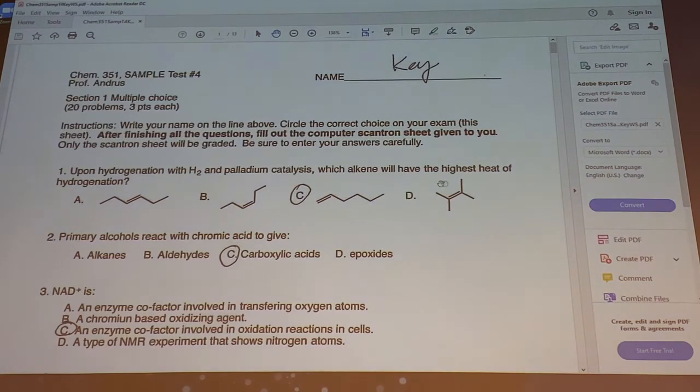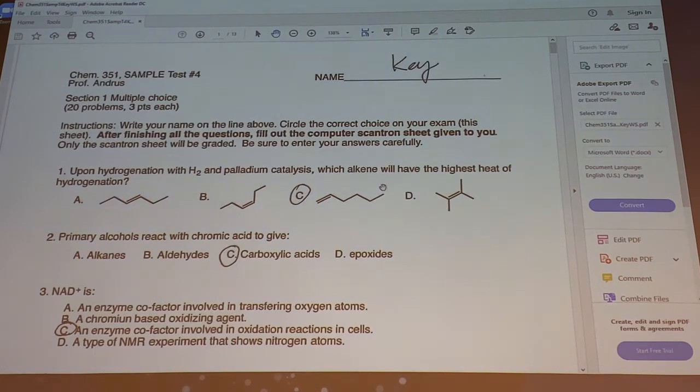You've got all these isomeric alkenes here, disubstituted, cis-trans, and monosubstituted, and then tetrasubstituted. What's the most stable one? Yeah, it's this one here. And if it's most stable, it's lower in its free energy of formation. So it starts out at a lower point. You're asked which will give off the most heat, the highest heat of hydrogenation. So which one would that be?